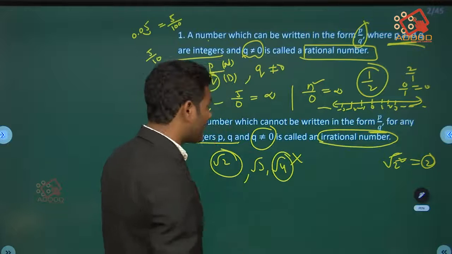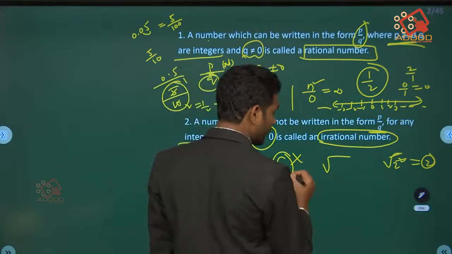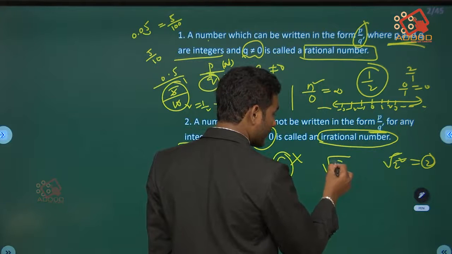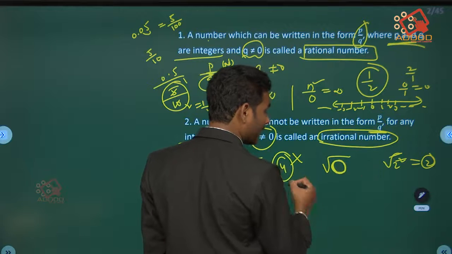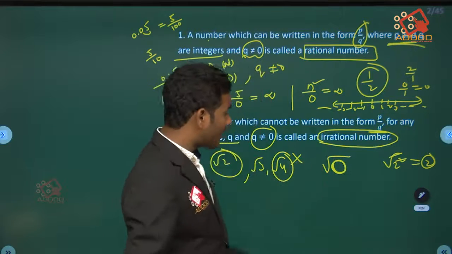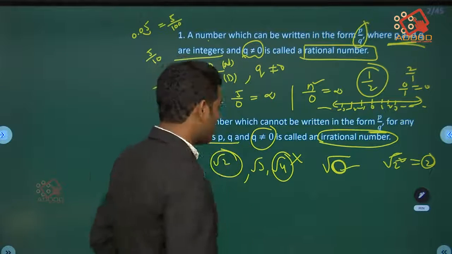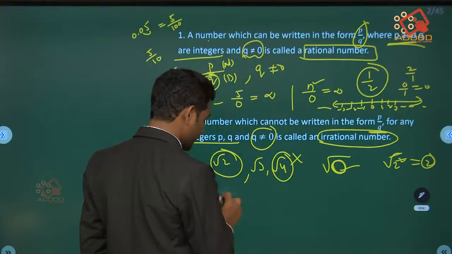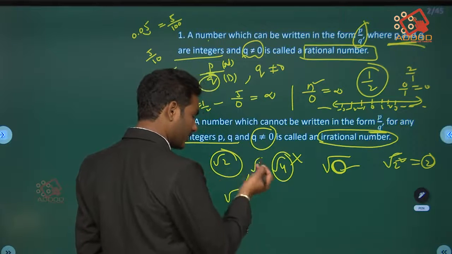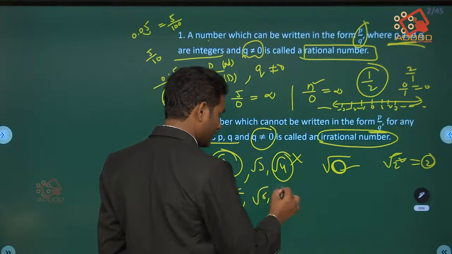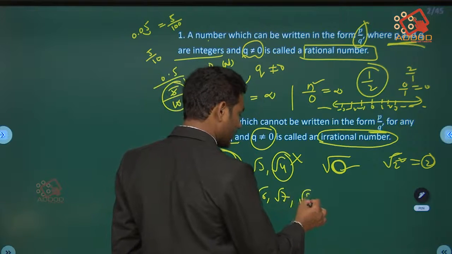Whenever you have a root, this is a square root, right? If the number inside the root is not a perfect square number, then it can be called an irrational number. So for example, root 2 is irrational, root 3 is irrational, next root 5 is irrational, root 6 also irrational, root 7 also irrational, root 8 also irrational.